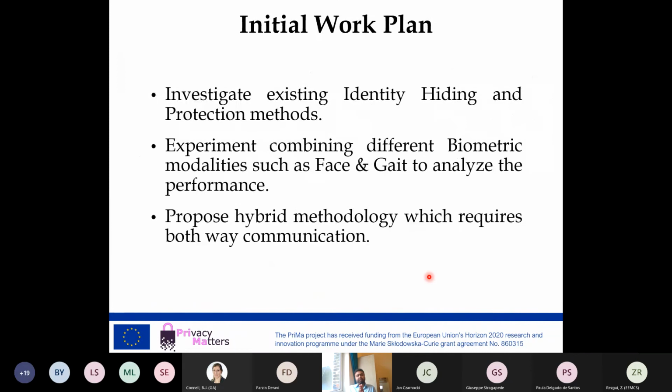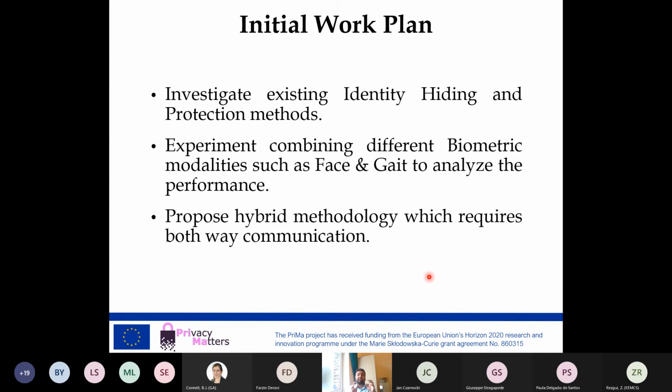Initially, our plan is to analyze the existing methodologies or techniques for identity hiding and protection, how we can hide people from different kinds of recognition systems. Then we are also planning to experiment by combining different modalities. We can initially start from face and gait recognition, combining those two together to analyze the performance, and how we can more robustly hide people from recognition systems.